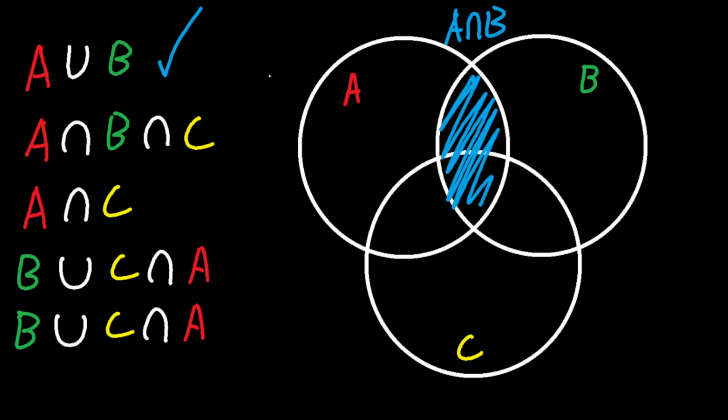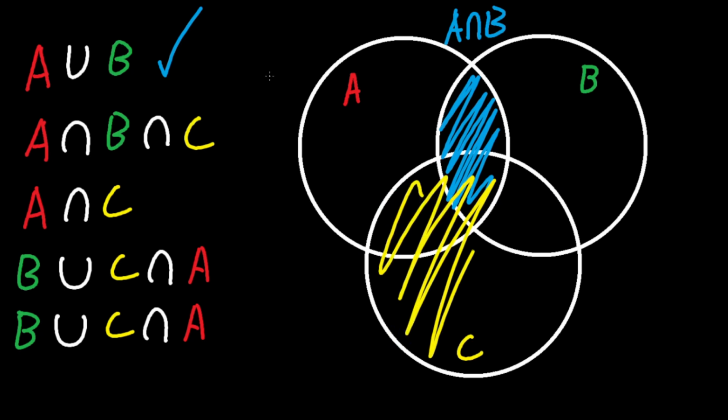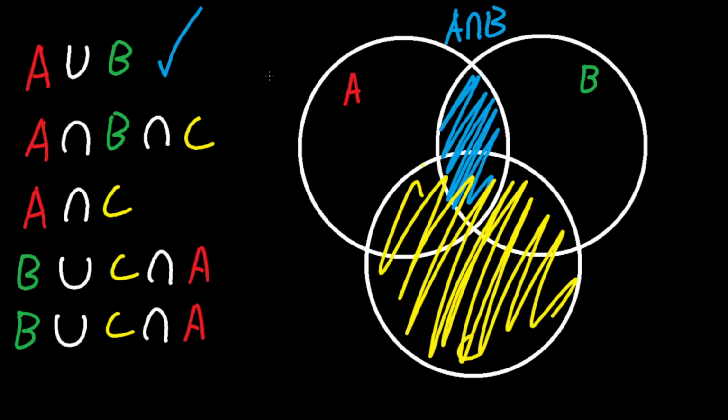So let's color in C. Let's color it in with yellow. All right, and where do they intersect? Well, it seems like this section right here, there's no blue, so this isn't part of A intersection B. This section right here, there's no blue, right? There's no blue from the A intersection B. And this section right here, this is just solely part of C.